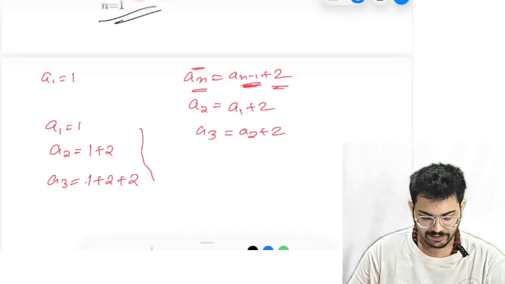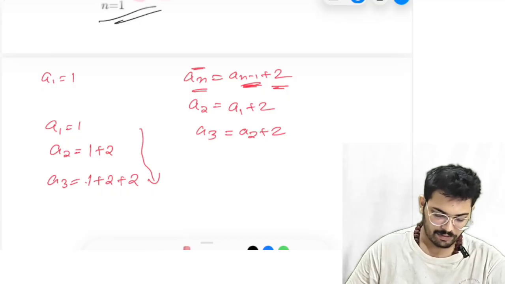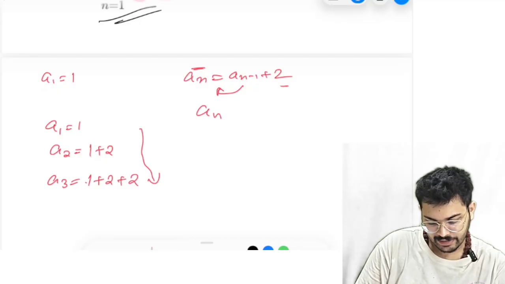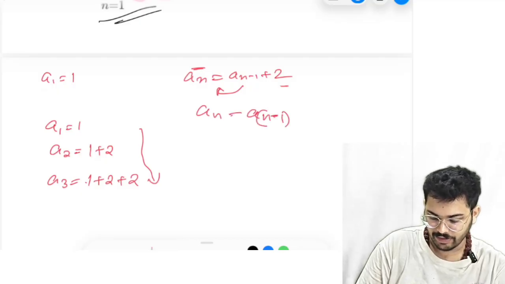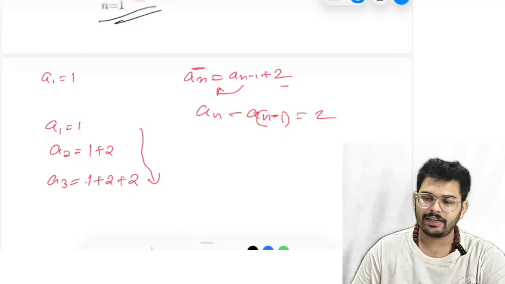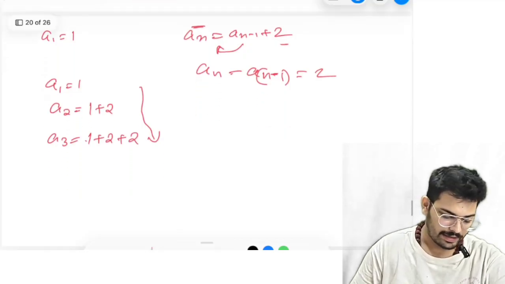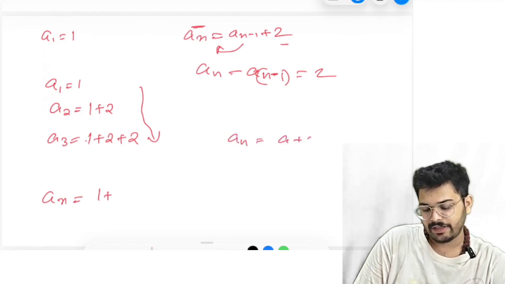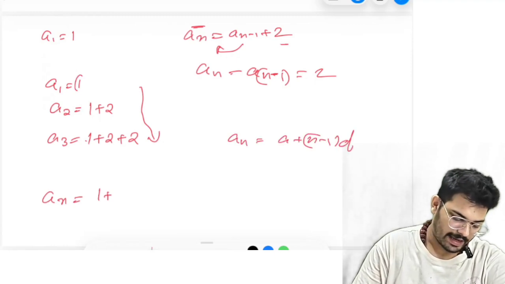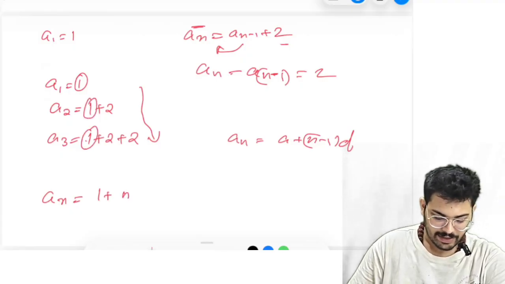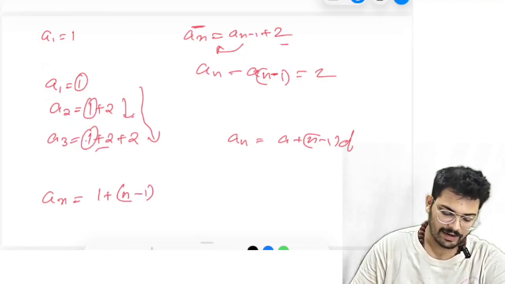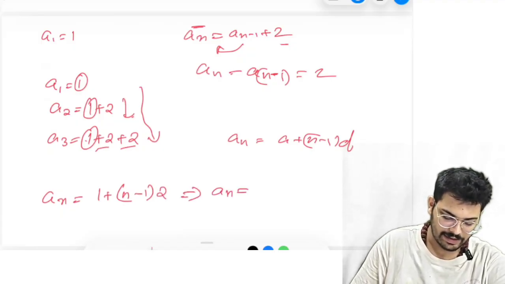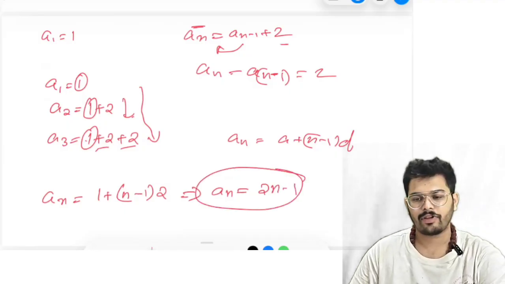From here you know that it is an AP, arithmetic progression. If you closely observe, the difference between two consecutive terms is 2. Therefore, all the terms will be in AP. What is the nth term of an AP? a plus (n minus 1) into d. Here the first term is 1 and the common difference is 2, as 2 is added every time to get the next term. Therefore, our nth term an in general will be 2n minus 1.